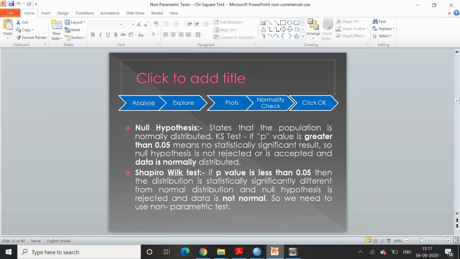Another important test which we would conduct today is the Shapiro-Wilk test. This test also signifies whether the data is normally distributed or not, and we check it with the help of the p-value. If the p-value is less than 0.05, then the distribution is statistically significantly different from normal distribution, the null hypothesis is rejected and the data is not normal. Then we need to go to a non-parametric test to calculate our results.